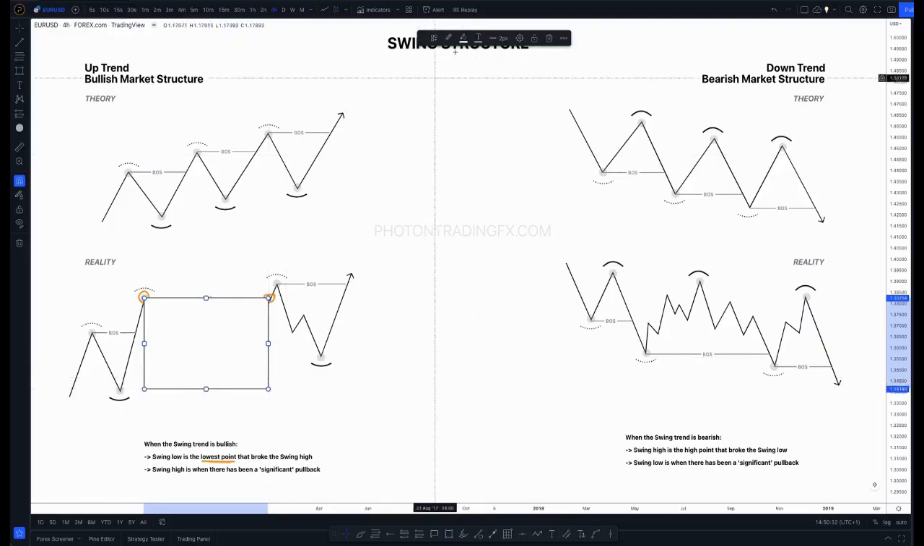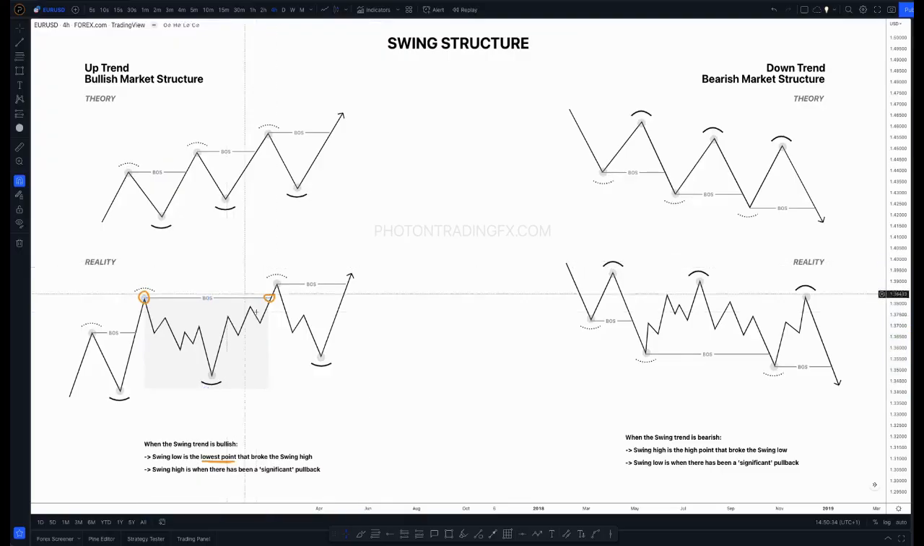It would help if I had a different color box. There we go, right? So that gray box in between there, where's the lowest point? And that can help you, okay? So after the high is printed to where it's broken, where's the lowest point? That's always going to be your swing low, okay?